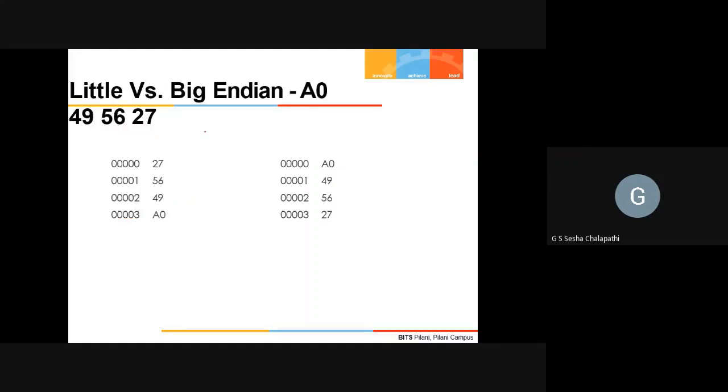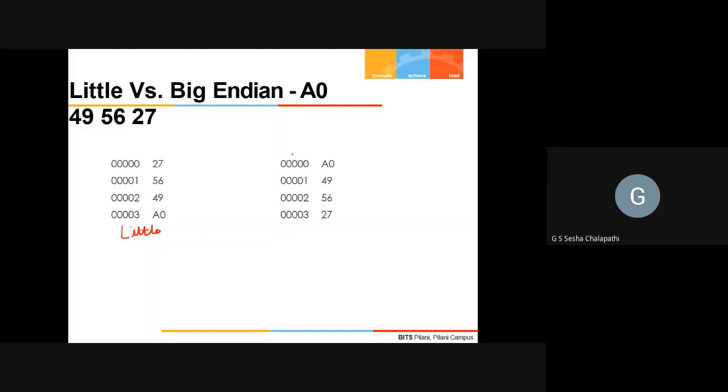Let us say I have a data A0495627H. So in the case of a little endian, it will store this way. That is, it will start with the least significant byte. It will start storing the least significant byte first. At 0000H, 27. At 1, it will be 56. At 2, it will be 49. And at 3, it will be A0.